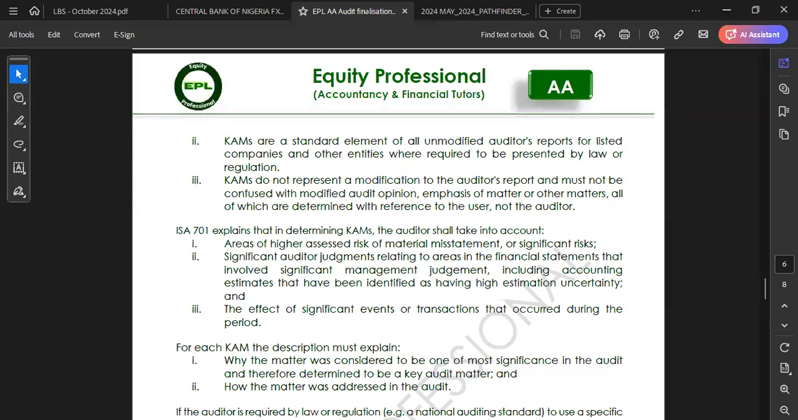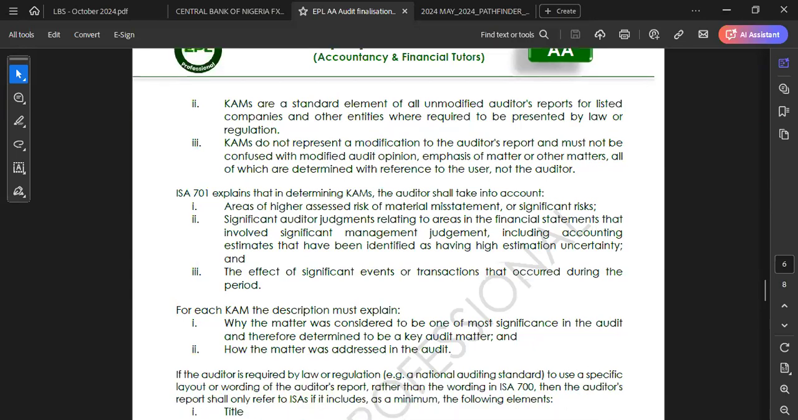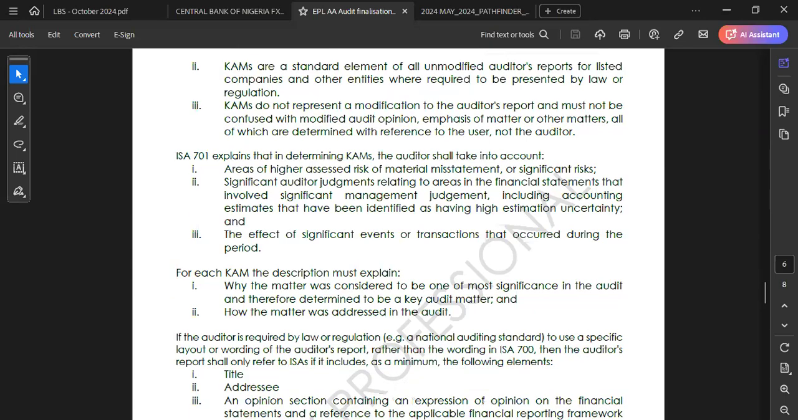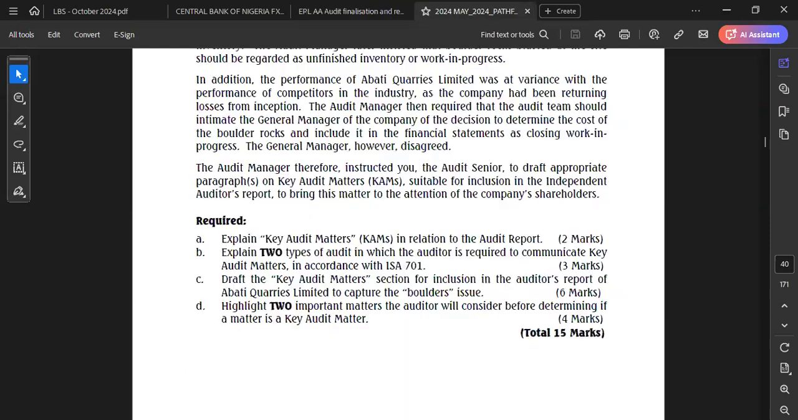then the effect of significant events or transactions during the period. So there are some major transactions or events that occur in the period. Those are the three areas: areas of high risk of material misstatement or significant risk, areas that involve significant management judgment, and the effect of significant events or transactions. Now, for those key audit matters, the auditor will describe why he considered them to be key audit matters, the most significant reason making them key audit matters, and how he addressed them. So anytime there is an audit with significant risk, the auditor must take note.